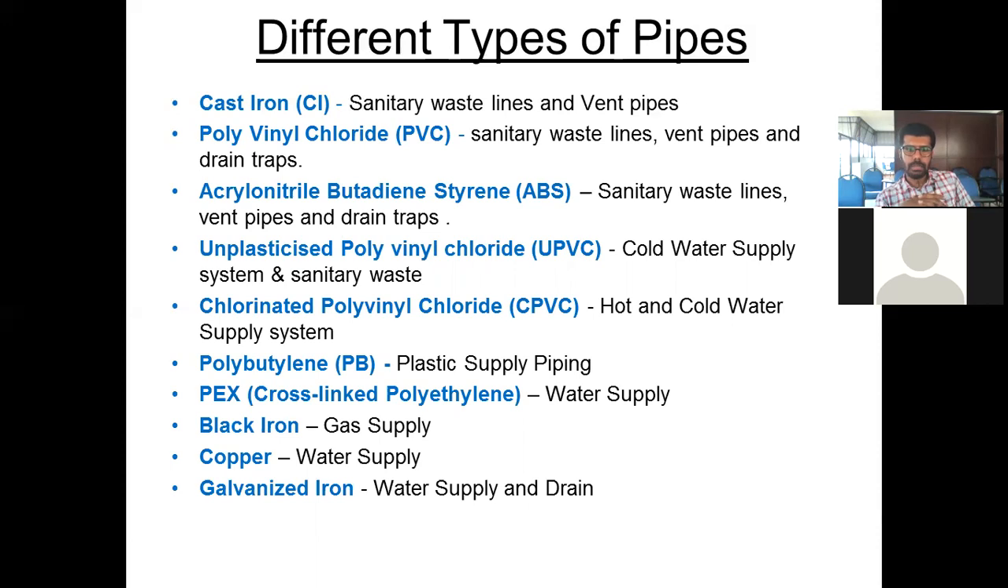Then plastic supply piping: PEX, cross-linked polyethylene, for water supply. Black iron is used for gas supply, copper pipes are there for water supply, and galvanized iron is there for water supply and drain. So if you want to write it down, you can write it down. I will give you time.